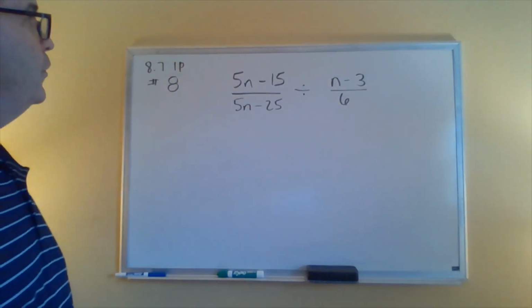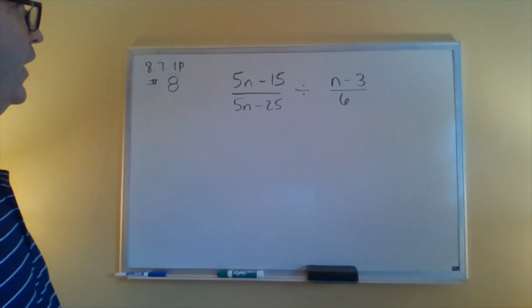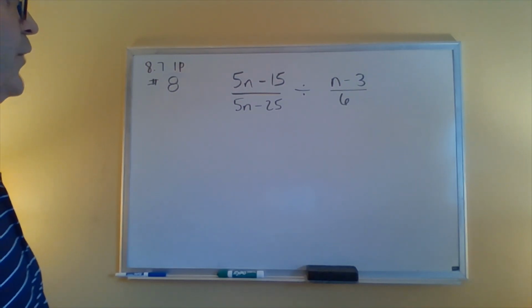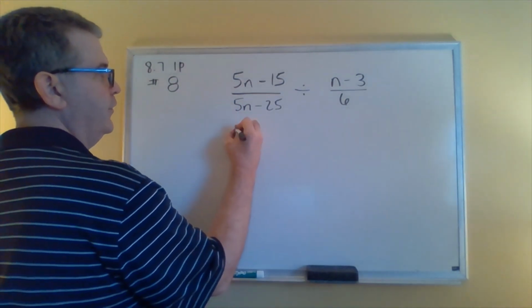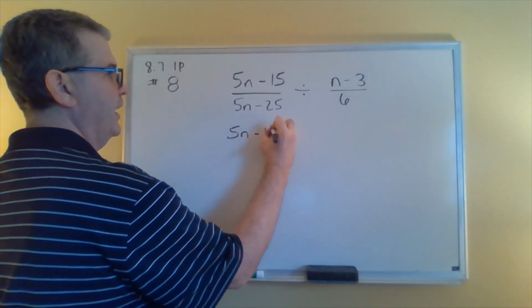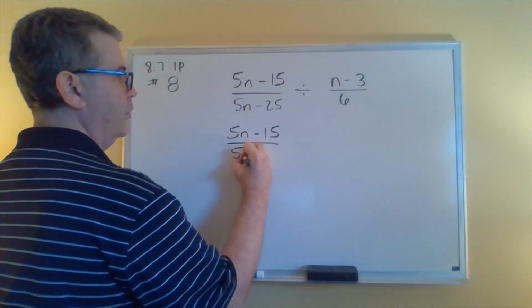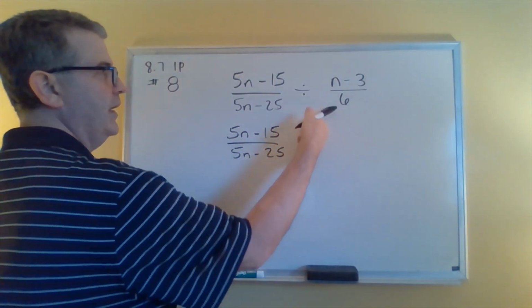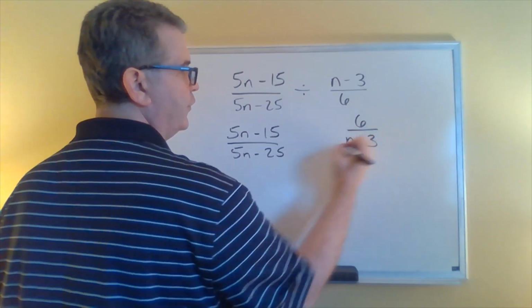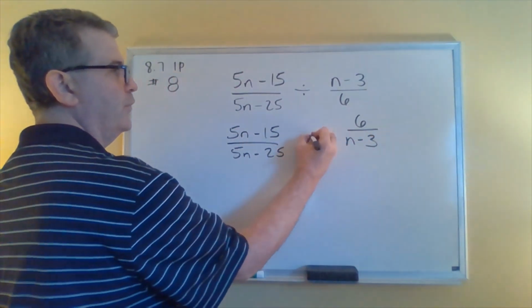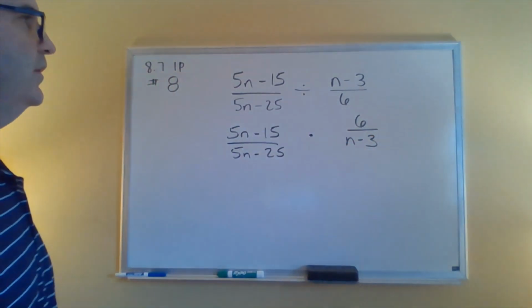Number 8, we have 5n minus 15 over 5n minus 25, and that's divided by n minus 3 over 6. First thing we're going to do is rewrite this. We're going to rewrite our first fraction as is, but we are going to reciprocate our second fraction. So that becomes 6 over n minus 3. We're going to change our operator from division to multiplication.